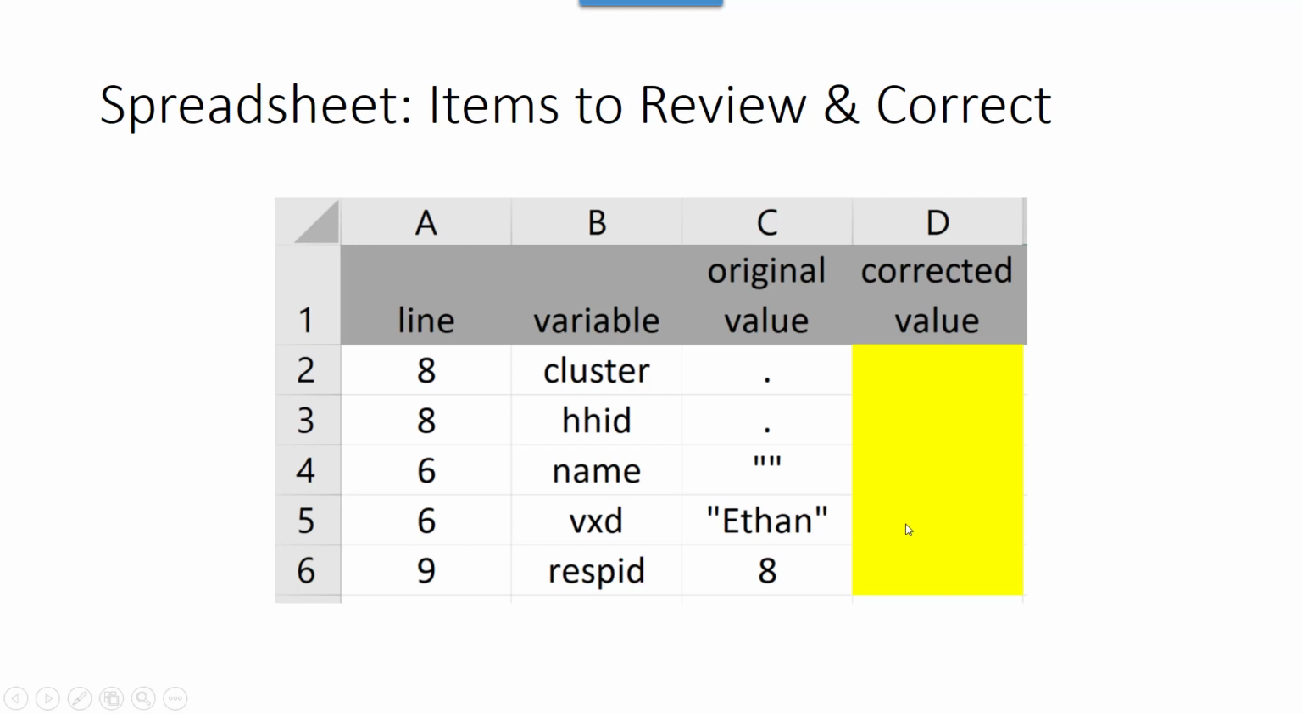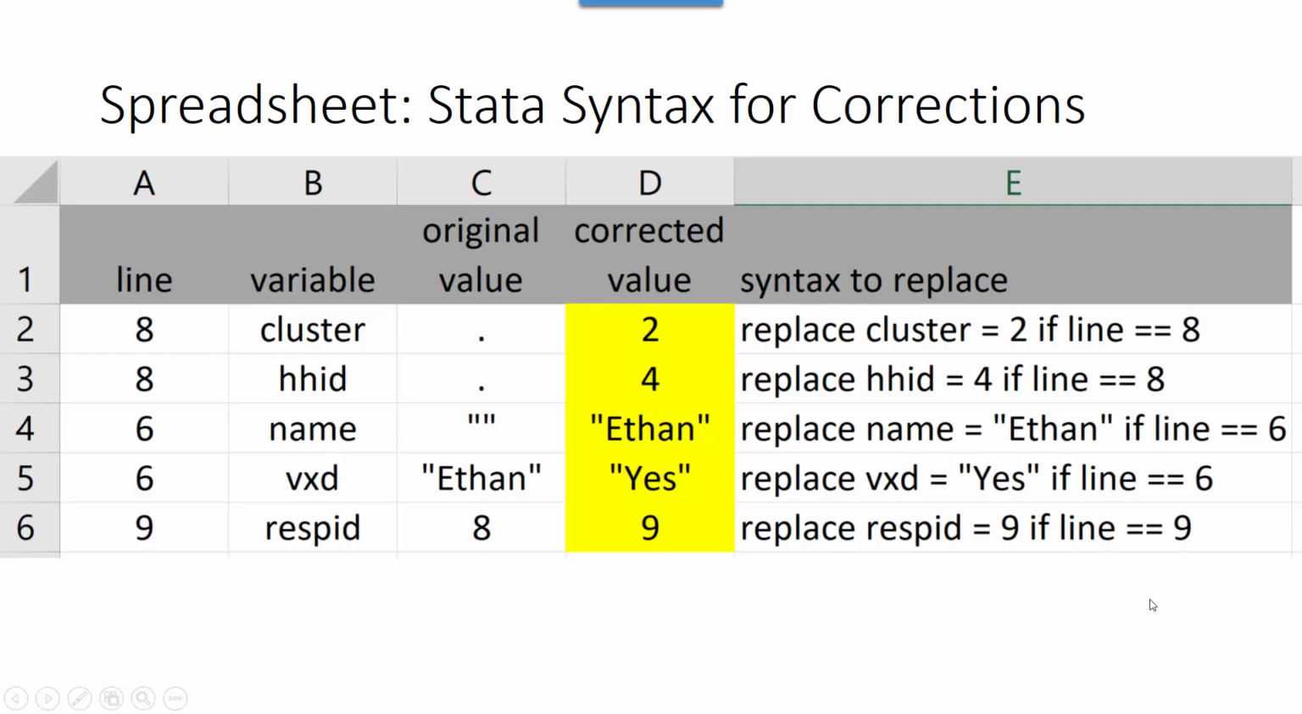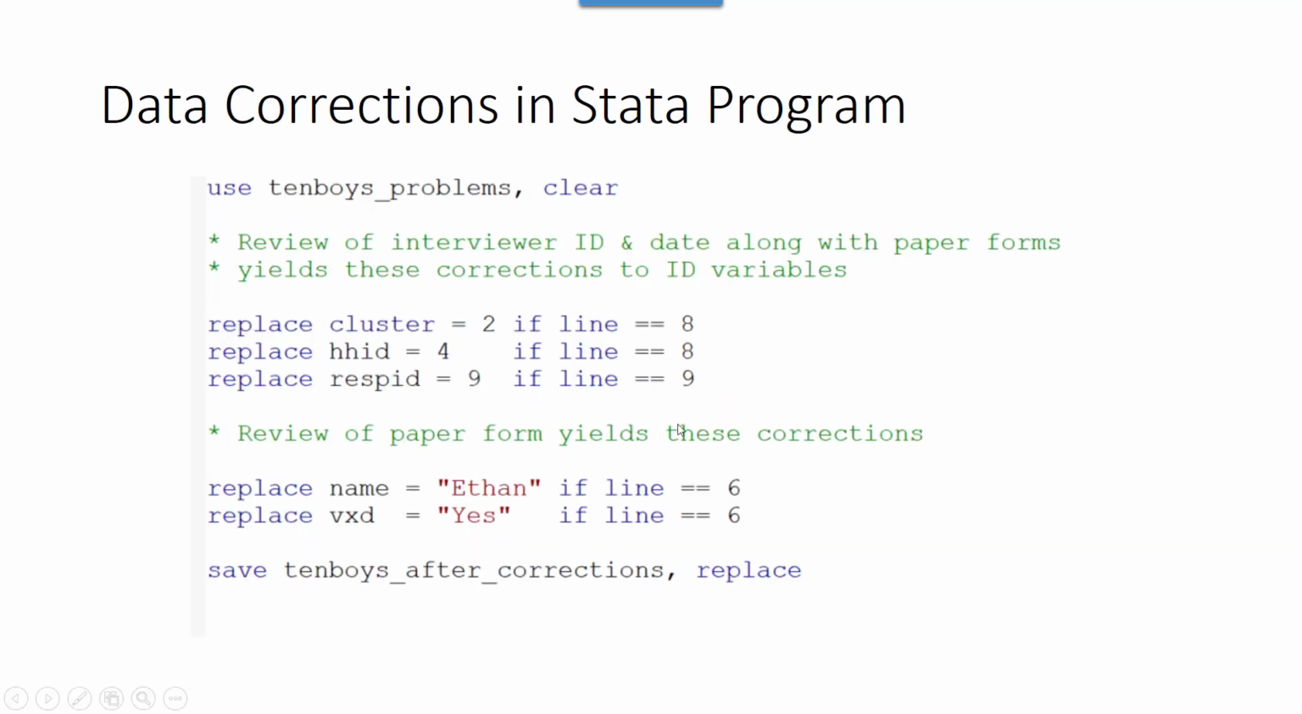So here's a spreadsheet that makes a list of things. We might now send the data manager back to pull the paper forms for these respondents and fill in the corrected values. Once we've filled in the corrected values in the yellow cells here, we can write some Stata syntax. In fact, we can even have Excel write the Stata syntax to amend the data set with the corrected values. So we can see here that we want to replace the value of cluster with 2 in line number 8. This is a valid sort of Stata syntax over here in column E. And I've used Excel to help write the Stata syntax. So now I can copy this syntax into a program in order to clean the data set. We see the example of that here.